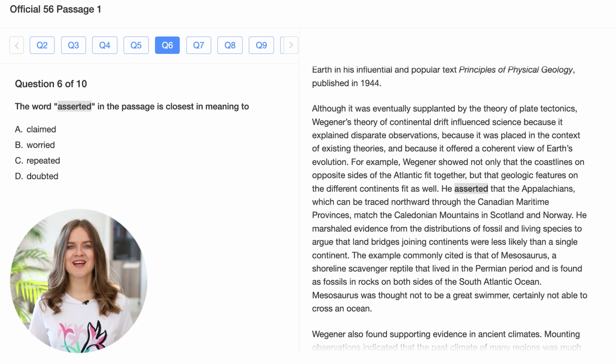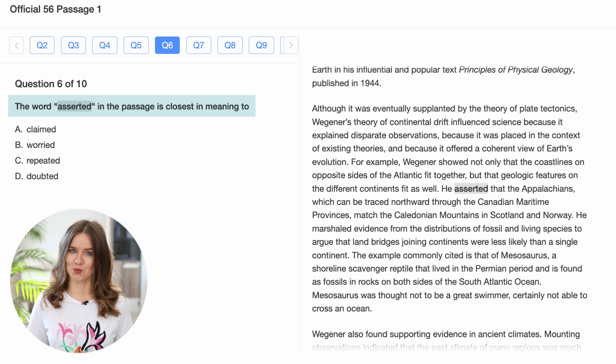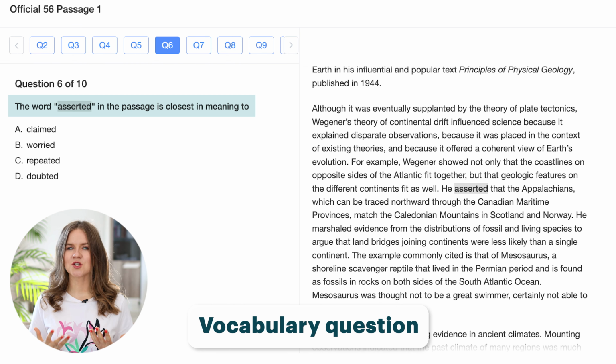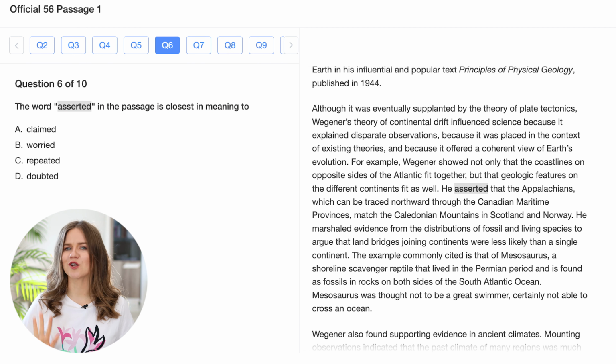Question 6. The word asserted in the passage is closest in meaning to. This is a vocabulary question. It asks you to choose the meaning of a word based on how it's used in the passage. Sometimes these questions are easy, and sometimes they're a bit tricky.